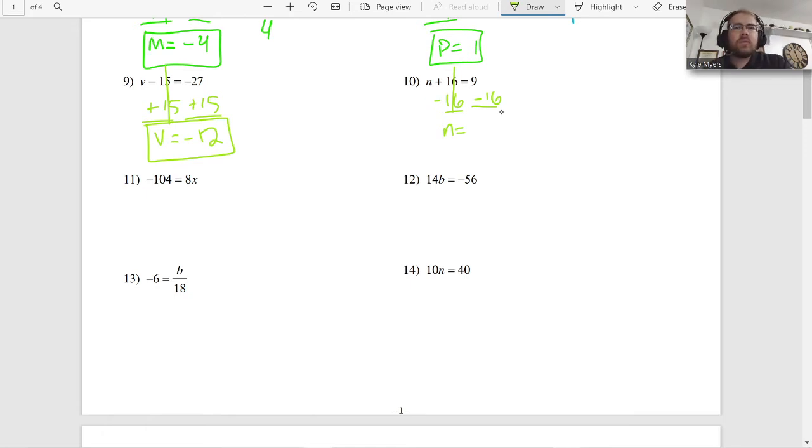So 9 minus 16 is going to be the opposite of 16 minus 9, which is 7. So this is going to be negative 7.